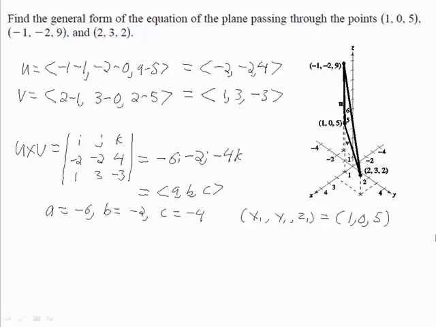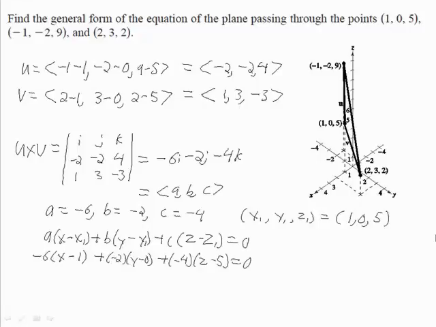a times the quantity x minus x sub 1 plus b times the quantity y minus y sub 1 plus c times the quantity z minus z sub 1 is equal to 0. Substitute the corresponding values for x sub 1, y sub 1, z sub 1, and a, b, c. Expand the left side of the equation to get -6x plus 6 minus 2y minus 4z plus 20 equals 0. Combine like terms to get -6x minus 2y minus 4z plus 26 is equal to 0. Multiply both sides by -1 to get 6x plus 2y plus 4z minus 26 is equal to 0.